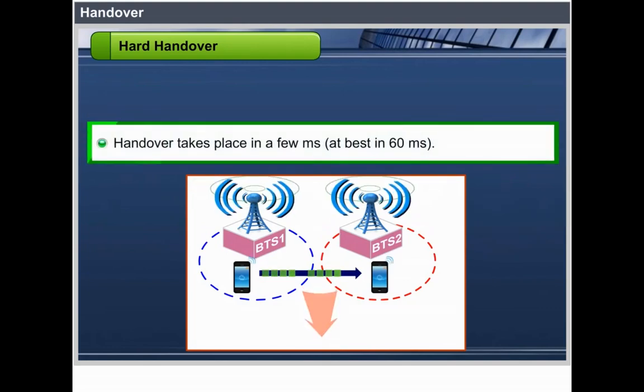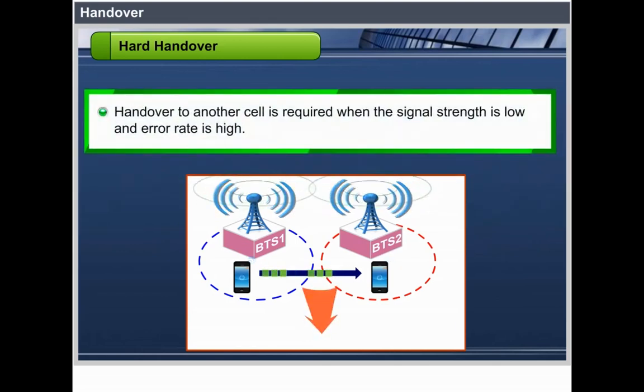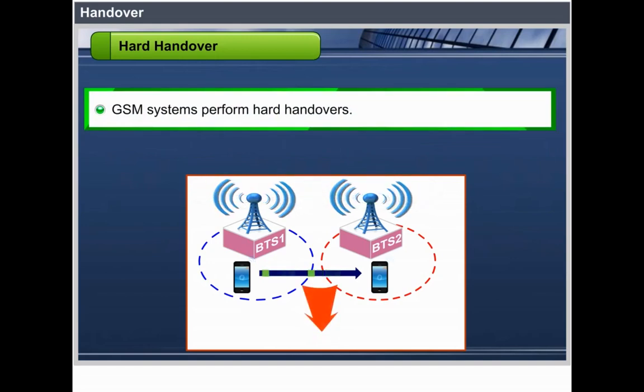Handover takes place in a few ms, at best in 60 ms. Interruption is hardly discernible by the user. Handover to another cell is required when the signal strength is low and error rate is high. GSM systems perform hard handovers.